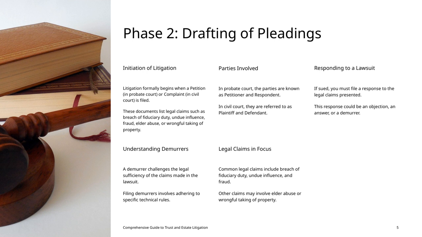In probate court, the parties are called the petitioner and the respondent, whereas in civil court, they are the plaintiff and the defendant. Understanding these terms helps clarify who is bringing the claim and who is defending against it. Finally, litigation officially starts when a petition or a complaint is filed. These documents outline the legal claims involved, such as breach of fiduciary duty, undue influence, fraud, elder abuse, or wrongful taking of property.